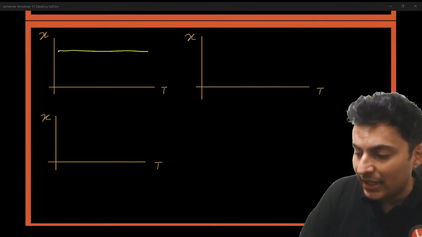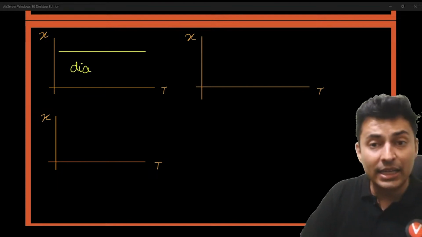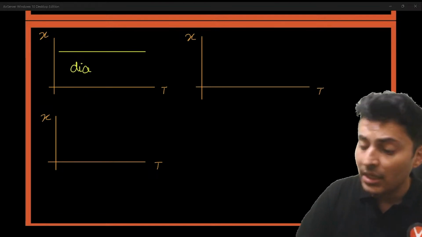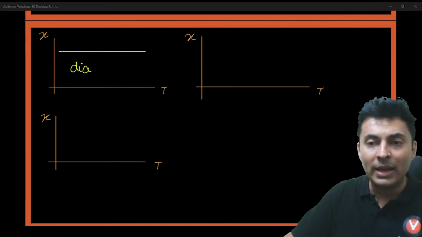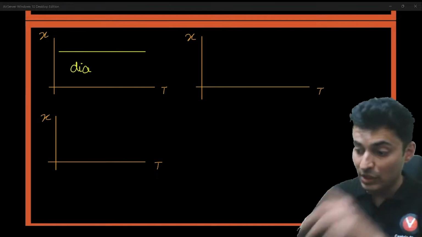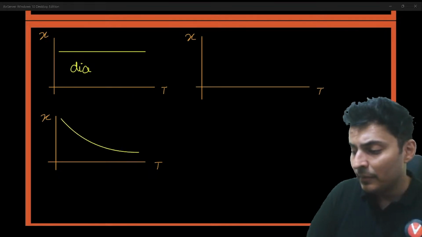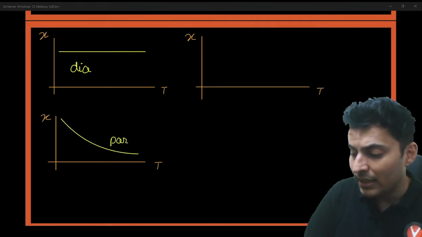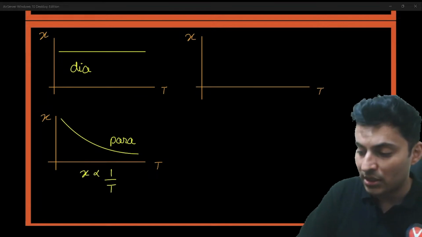If it is a diamagnetic material, it is a straight line, meaning it is not going to be affected no matter what you do. So that's why it is a straight line. For paramagnetic material, susceptibility is inversely proportional to temperature. Here it is just a constant.